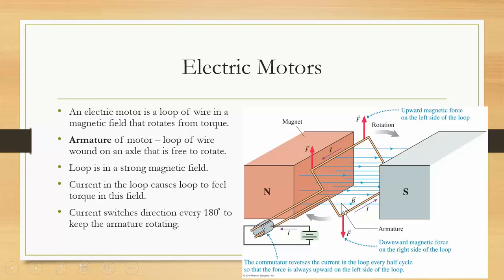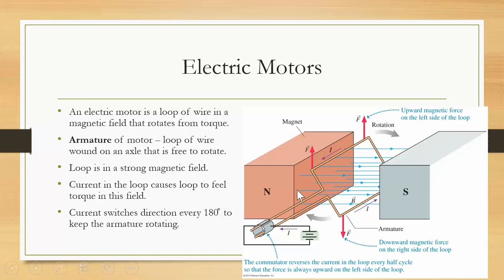The current makes this loop feel a magnetic force because I have a magnetic field and I have a current, and it leads to a magnetic force going up and a magnetic force going down. Those forces are balanced though, so it would not accelerate. It is the torque that's going to make this loop turn on its axis. The current will switch direction every 180 degrees to keep the armature rotating.